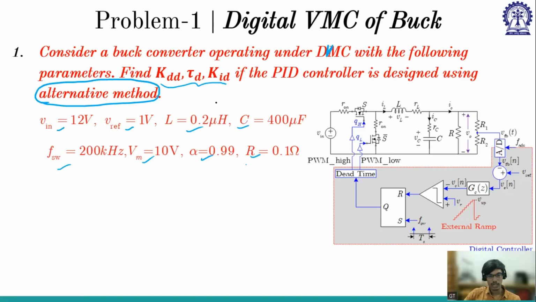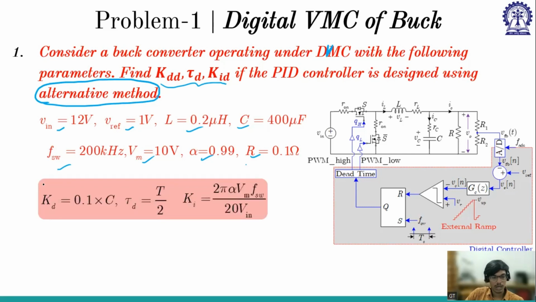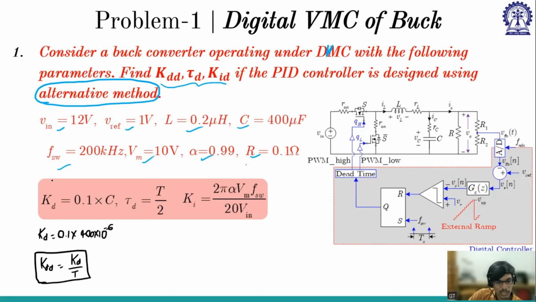KDD is KD by TSW and KID is KI into TSW. But how will I get KD and KI? If we refer back to the alternative approach, we have derived KD, tau D, and KI. So KD is nothing but 0.1 into C. C is 400 microfarad. Now my KDD is KD by T. Switching frequency is 200 kilohertz, so my TSW is 5 microsecond, 5 into 10 to the power minus 6.